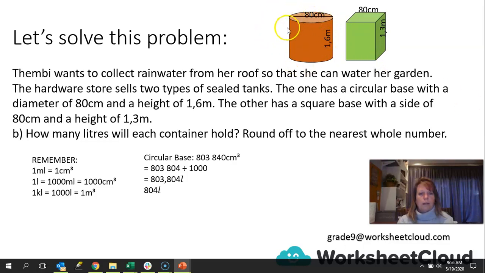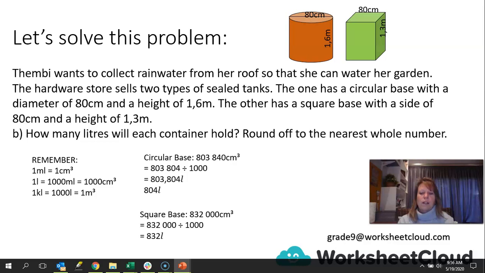So the circular base tank holds 804 liters. Let's have a look at the square base. We've got 832,000 centimeters cubed. We're going to divide that by 1,000, and we're going to end up with 832 liters. That is rounded off already, to the closest whole number. There were no decimal points. So it's 832 liters. Again, it stands out that the square base tank holds more than the circular base.